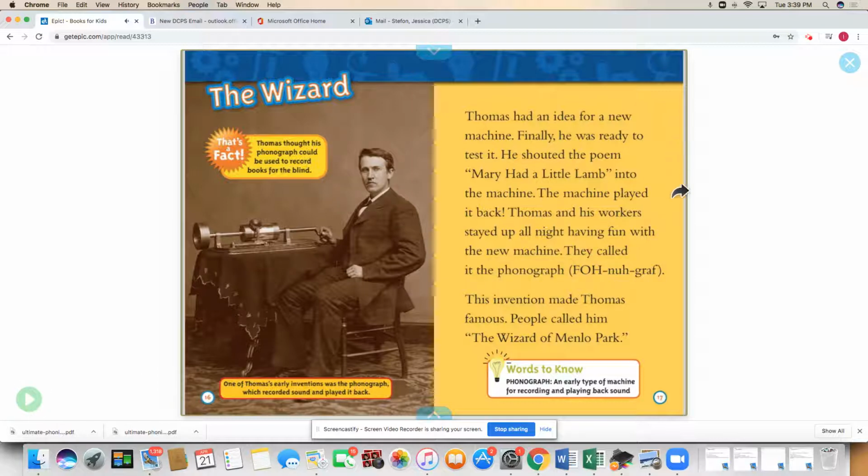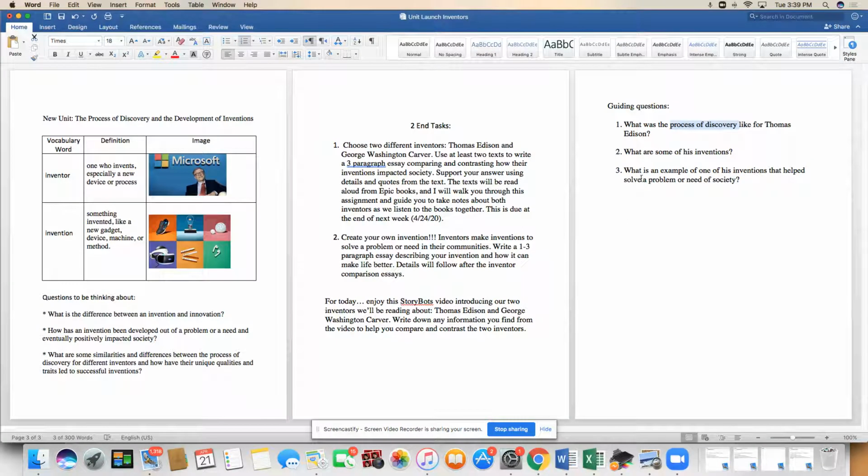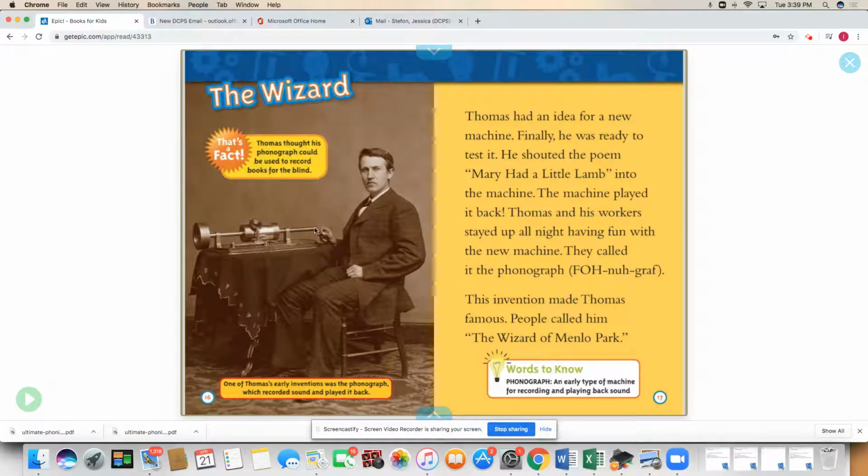Okay, I'm just going to pause again a second here. So again, when we ask this question of what is an example of one of the inventions that helped solve a problem or need of society, he actually came up with this phonograph because he was hoping to record books for the blind. Blind people are people that can't see, so he wanted a way for them to enjoy books as well. So he was always trying to solve problems or needs for our society. And out of it, he ended up coming up with this machine, the phonograph, that could record sound.